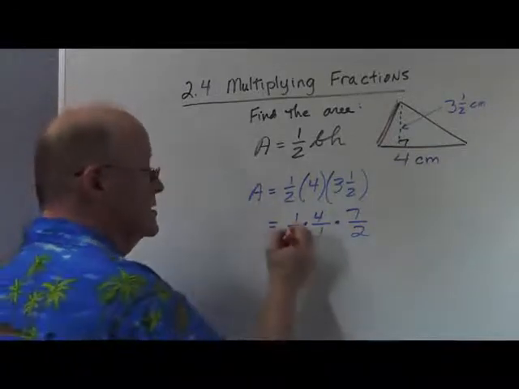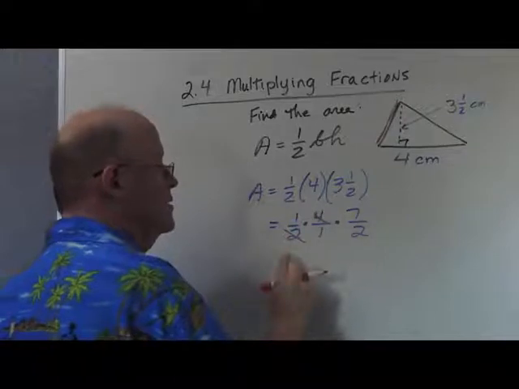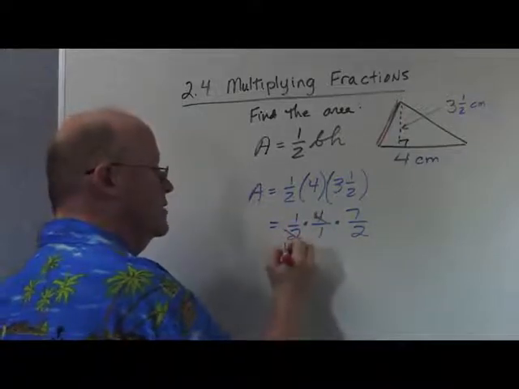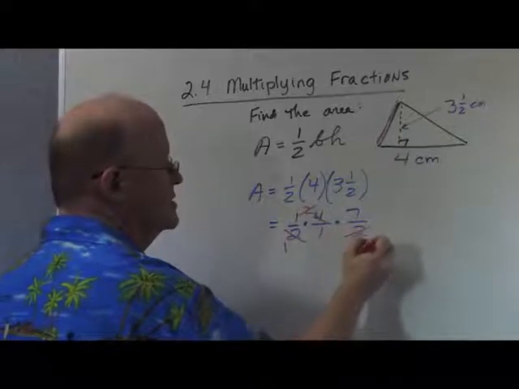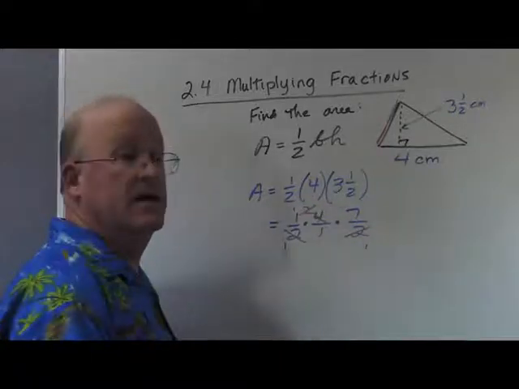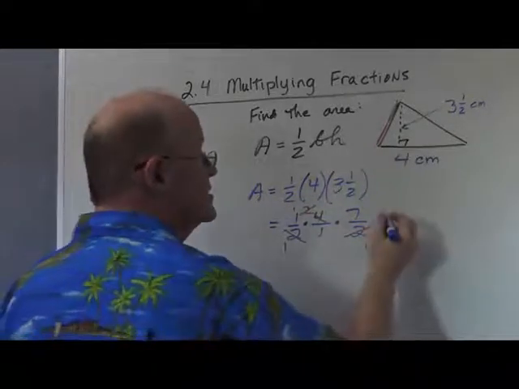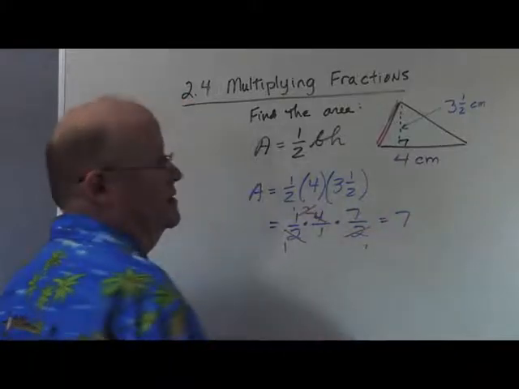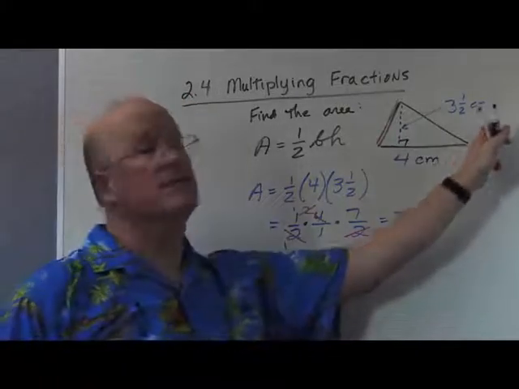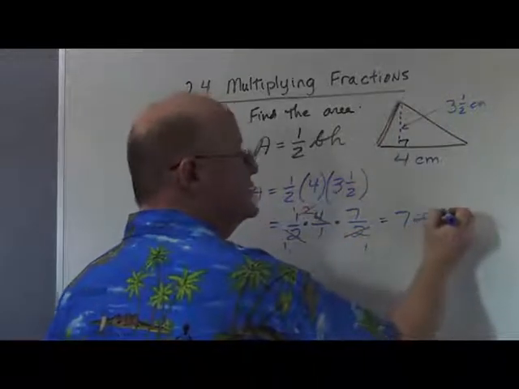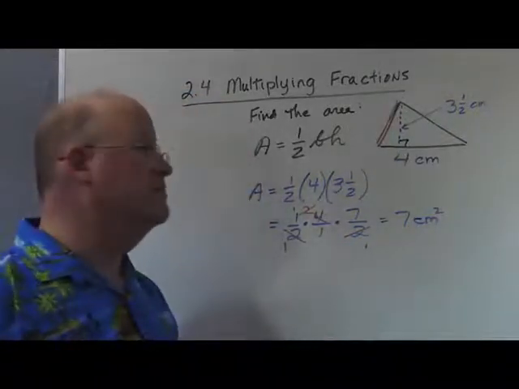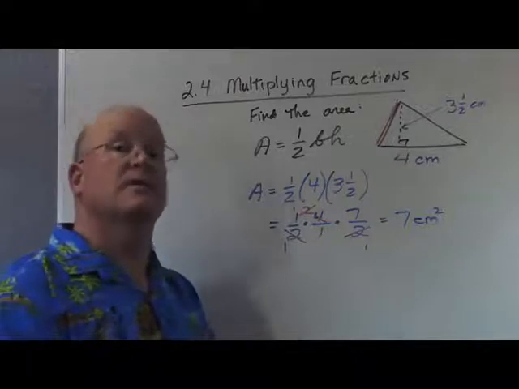Now, canceling 2 and 4, both can be divided by 2, so I get a 1 and a 2. Then I can cancel the 2's on the diagonal, getting 1's in both of those cases, and all that's left here is going to be 7. Now I've got centimeters times centimeters. Area is always measured in square units. And so the area of that triangle would be 7 square centimeters.